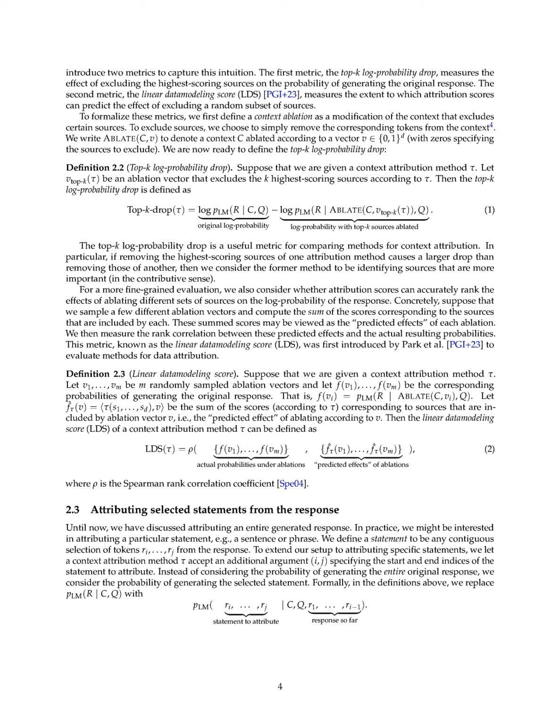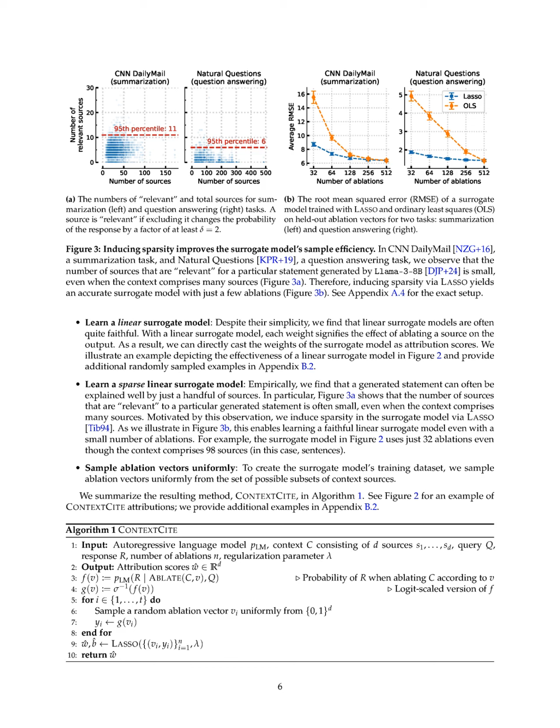Additionally, the method's effectiveness is contingent on the quality of the sampled ablation vectors. If these vectors do not adequately represent the diversity of possible contexts, the model's predictions may not generalize well to unseen data. Furthermore, the sparsity induced in the surrogate model through techniques like lasso could overlook relevant sources that contribute to the response, thereby affecting the completeness of the attributions. Lastly, while the method aims to be efficient, the computational demands of training and evaluating the surrogate model may limit its scalability in real-world scenarios with large and diverse datasets.